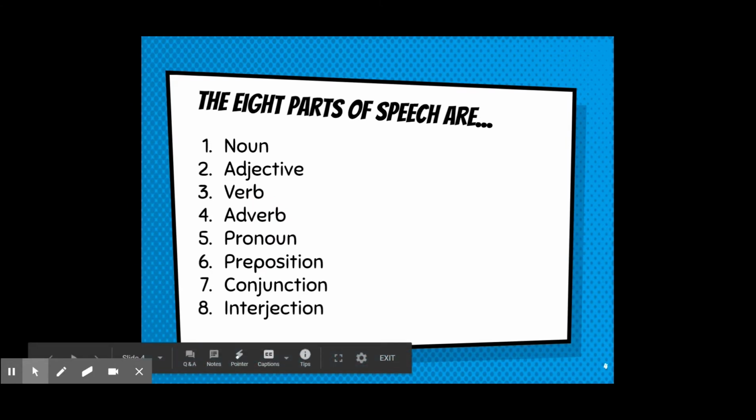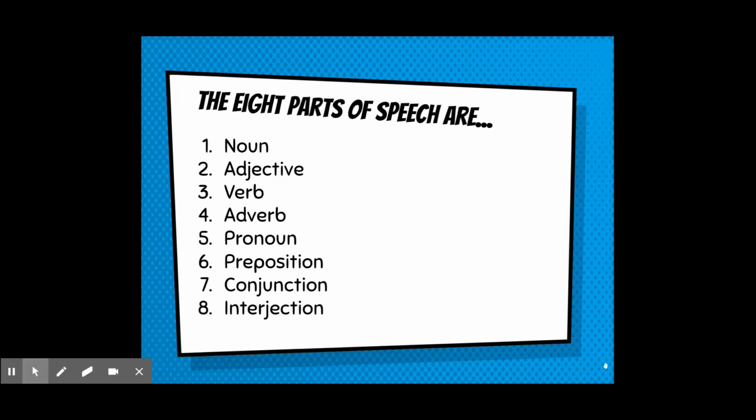So, in the English language, there are 8 parts of speech. Those parts of speech are noun, adjective, verb, adverb, pronoun, preposition, conjunction, and interjection. Now, there are some subcategories beyond that, but we're going to start here.